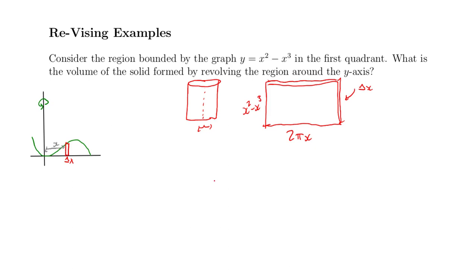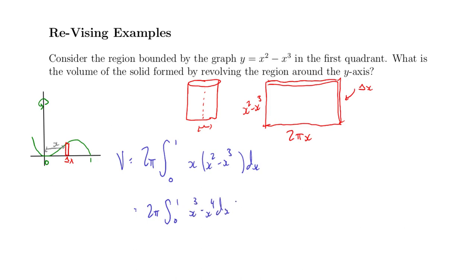It's that function value. So our volume ends up being 2 pi times the integral from 0 to 1 of x times x squared minus x cubed dx. Or we can say this is 2 pi times the integral from 0 to 1 of x cubed minus x to the 4. And then this should be easy to integrate. This is 2 pi times x to the 4 over 4 minus x to the 5 over 5, evaluated from 0 to 1.